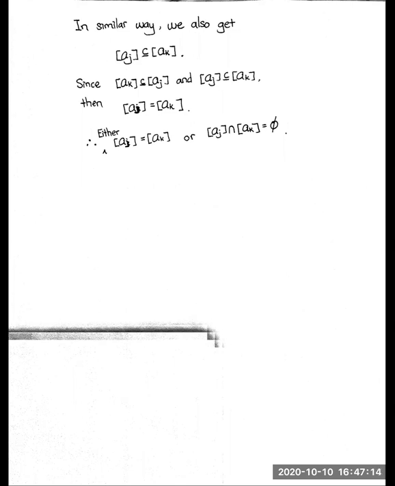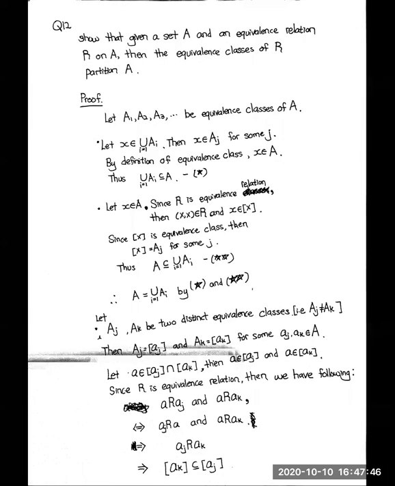So this is saying that if there is an element living in between these two classes, then this will force these two classes to be the same set, exactly the same. Otherwise, the intersection is empty. In this way, this concludes the proof that the equivalence classes of R partition A.